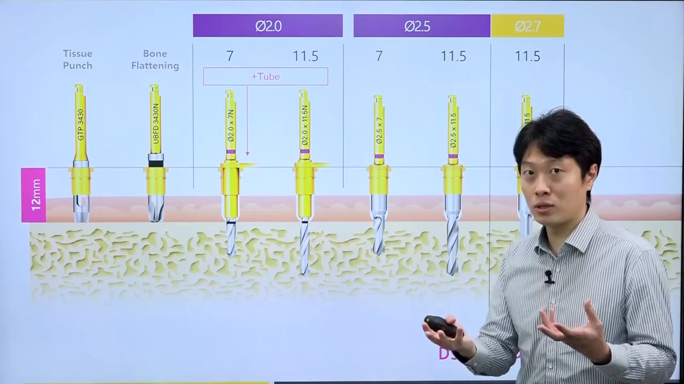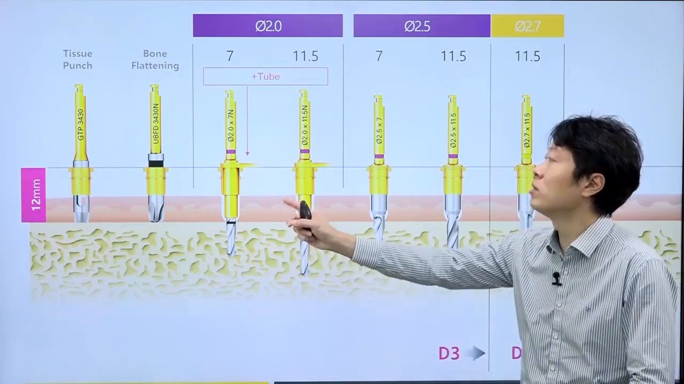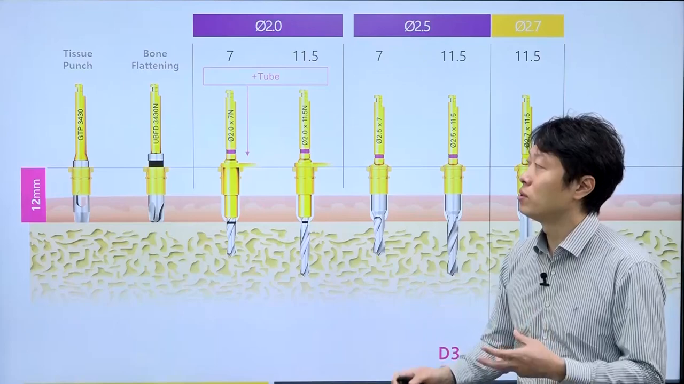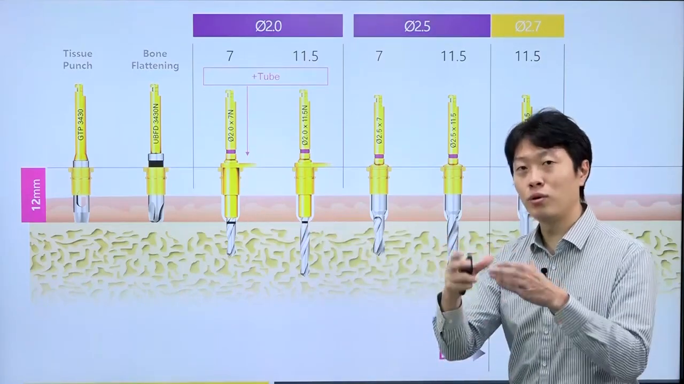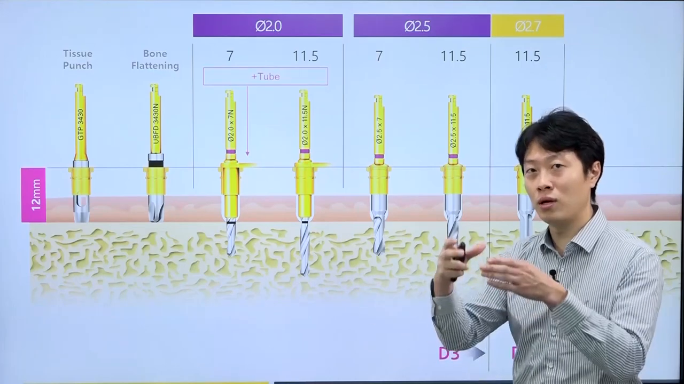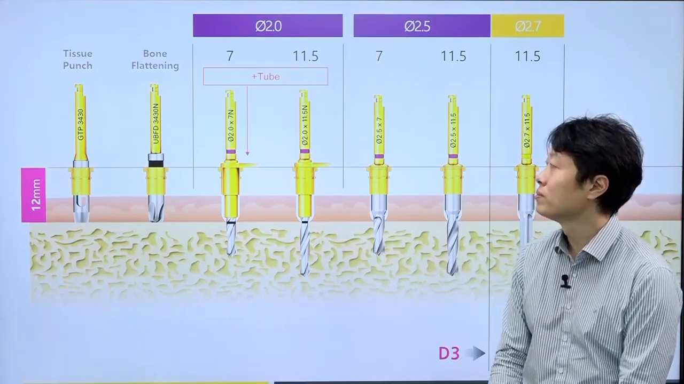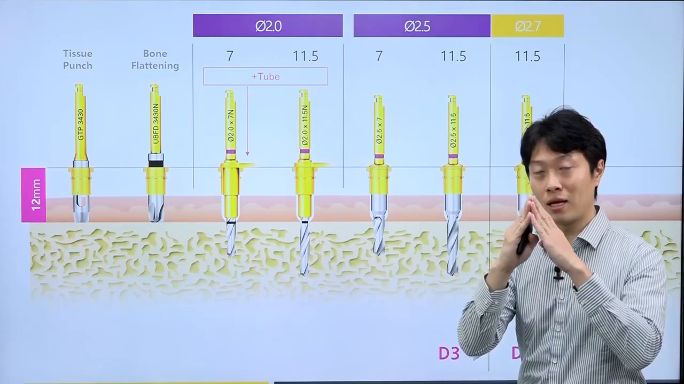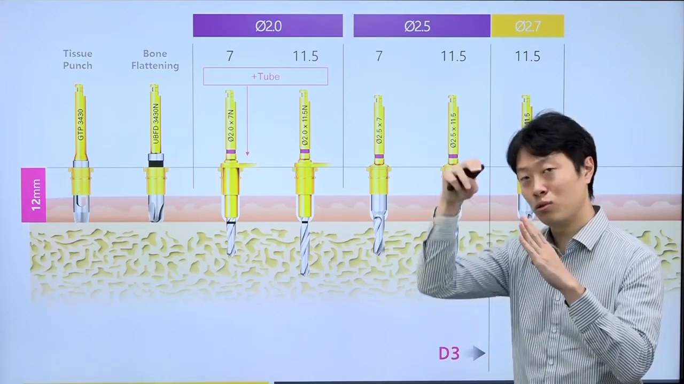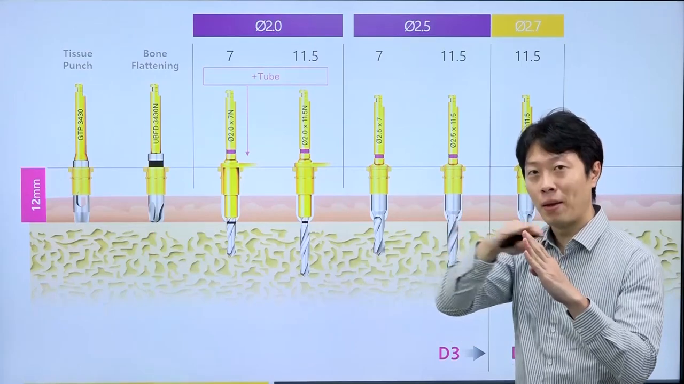Let's go through this one by one, assuming that we are actually performing the surgery. First, put the patient under anesthesia and place the guide. Use the tissue punch to punch a hole in the upper area. These holes are for drilling the next drill. Once the holes are punched, flatten the pointy sharp bone in the upper area for easy drilling.